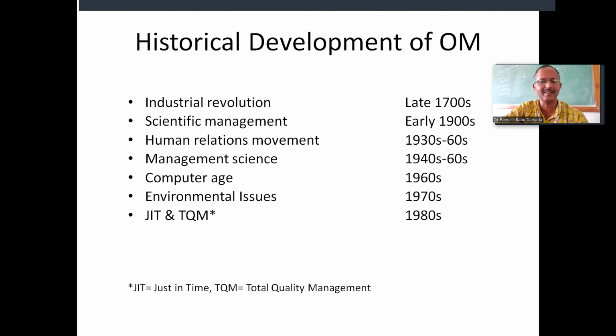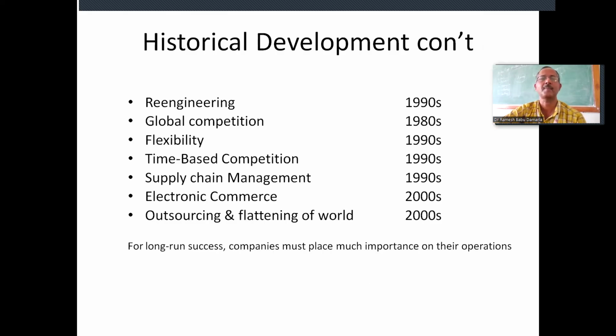Then slowly, in the 1980s, Japanese industrial engineers brought the concept of just in time, without having huge, unnecessary inventory. Then Japanese industrial engineers and quality engineers came up with total quality management concepts with quality first, so that the customer is satisfied, minimum scrap, minimum wastage, maximum efficiency. All these concepts were later accepted by the entire world in the 1980s. Then in the 1990s, re-engineering concepts have come up.